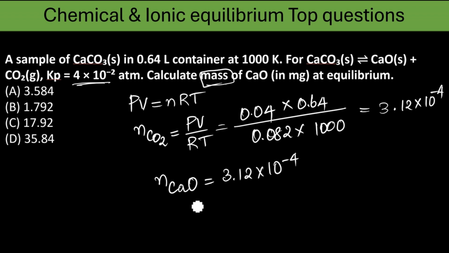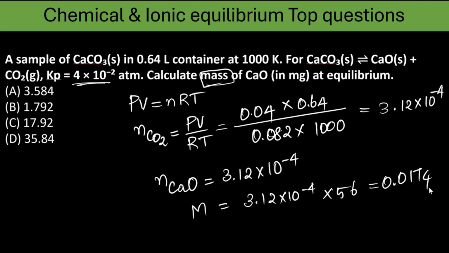But they are asking for mass, so convert this to mass. What is the molecular weight of calcium oxide? For calcium that is 40, oxygen that is 16, so that will be 56. So 3.12 into 10 to the power minus 4 into 56 will give you 0.01747 grams, but they are asking it in milligrams. So the answer becomes 17.92 milligrams. Okay.